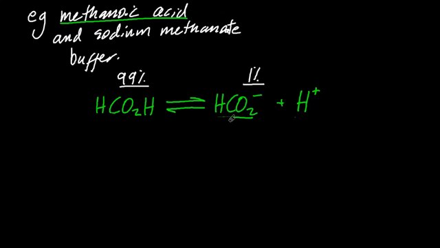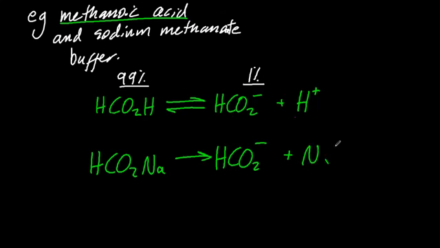The HCO2 minus runs out, so add some more. If it runs out, add some more. Well, where can I find it? In the salt of the weak acid. That will 100% dissociate and just fill my buffer with this methanoate ion, so it won't run out anymore.